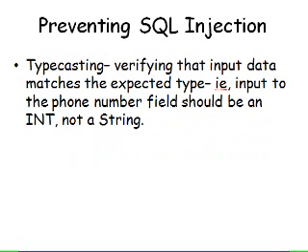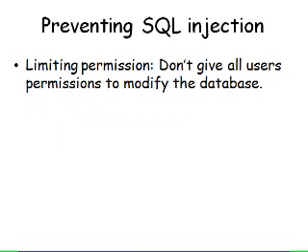Another helpful technique is known as typecasting. This is basically verifying data input to a field matches what we expect it to be. A phone number shouldn't be getting past a string. If you get a string, you can go ahead and deny that. This also helps prevent typos. If somebody accidentally puts an A instead of a 3, you're going to get an error back rather than just accepting that as their phone number.